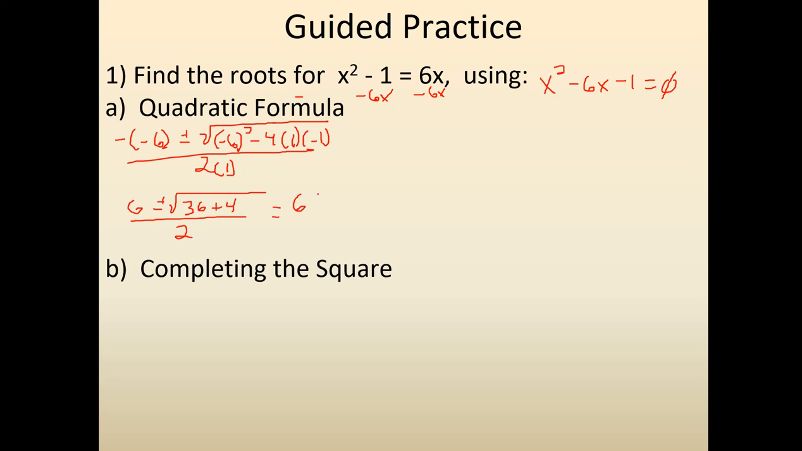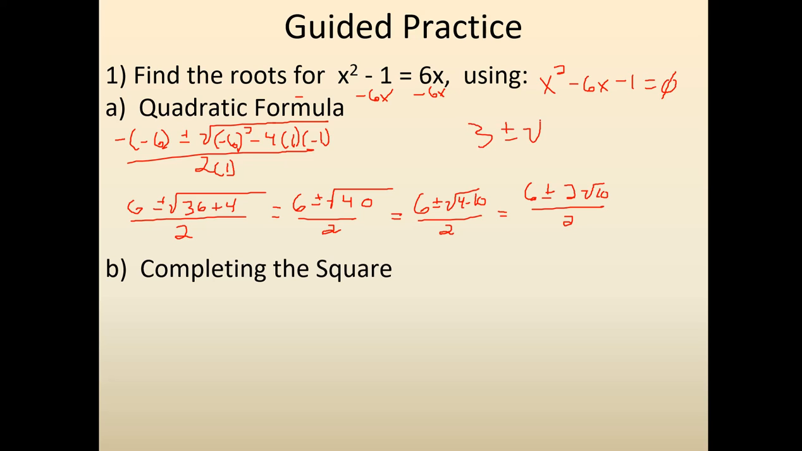This simplifies as 6 plus or minus the square root of 40 over 2. We can simplify this as 4 times 10. 4 is a perfect square, so this simplifies as 6 plus or minus 2 rad 10 over 2. And we can get this to be equal to 3 plus or minus rad 10.